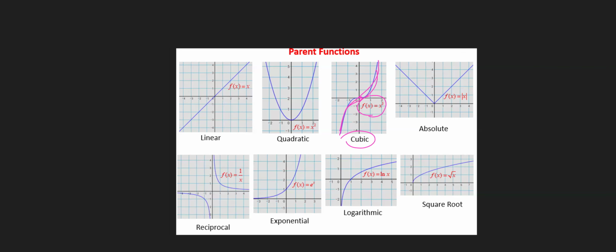This is called the cubic function. As you see, its domain is negative infinity to positive infinity, and its range is also negative infinity to positive infinity. So for the cubic function, the domain and range are both all real numbers. So we understand the cubic function now: this is its function, this is its equation, and this is how its graph looks.